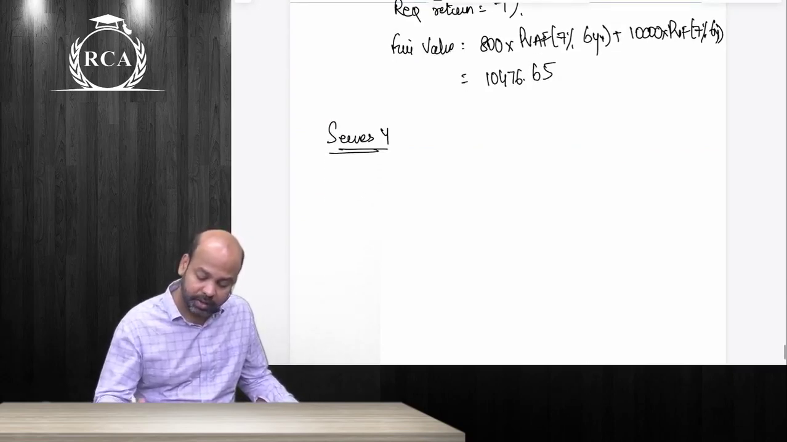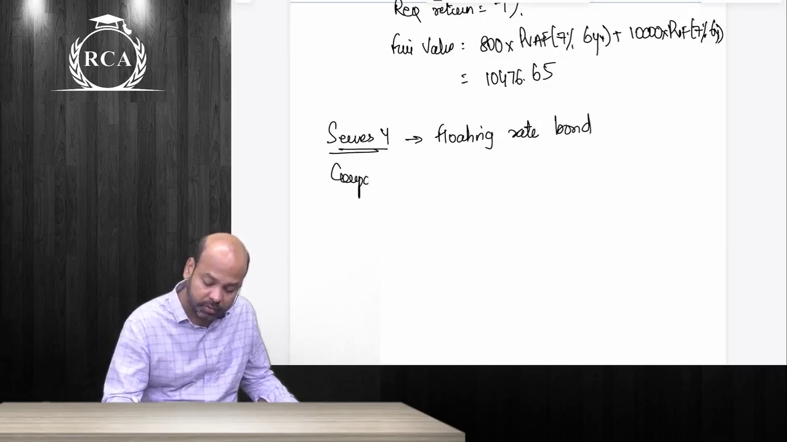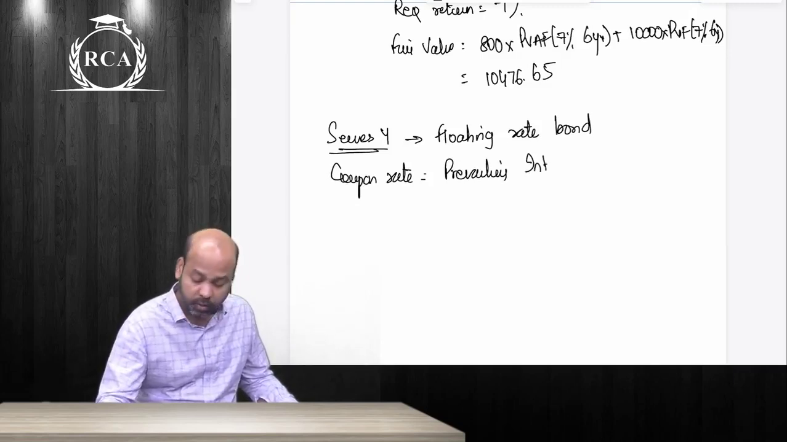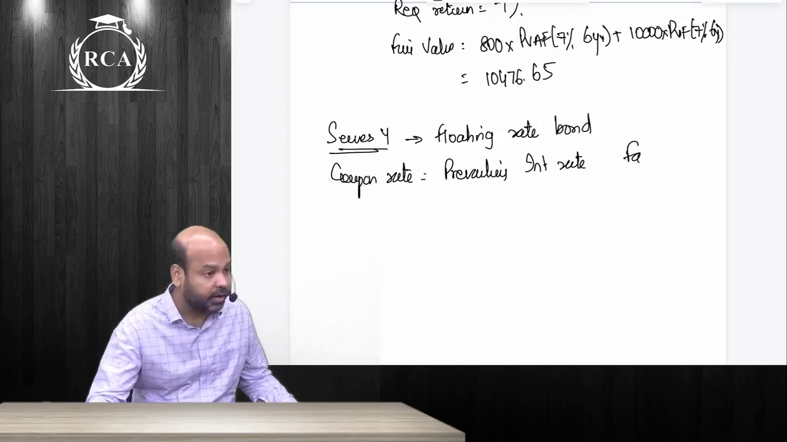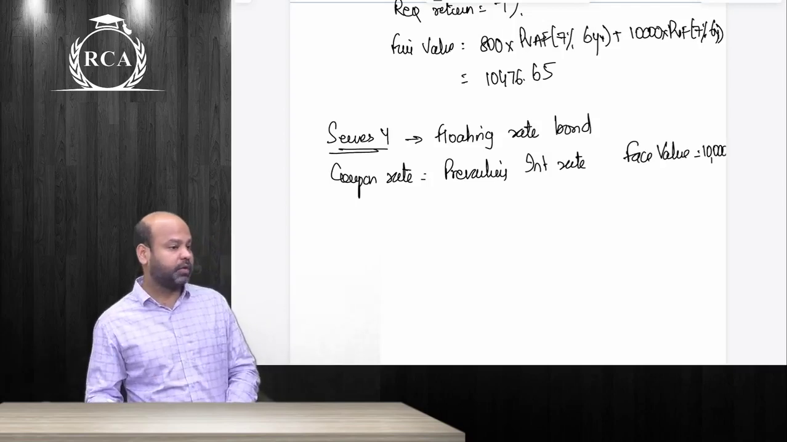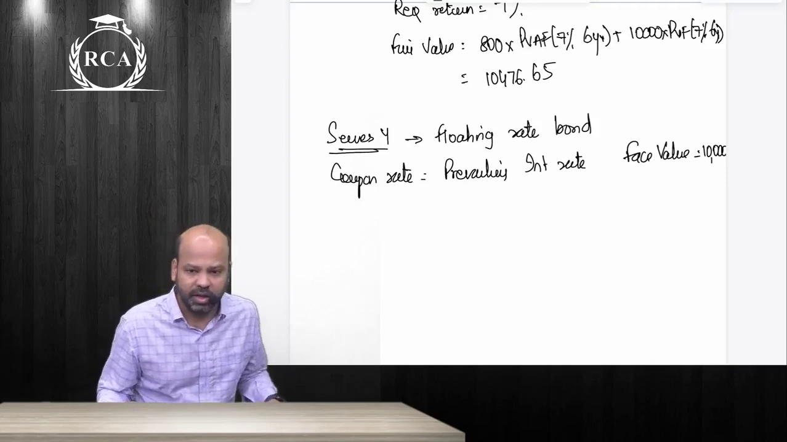Series Y is a floating rate bond. Coupon rate will be equal to the prevailing interest rate. Face value of each bond is 10,000 rupees. Coupon rate is equal to your prevailing interest rate.